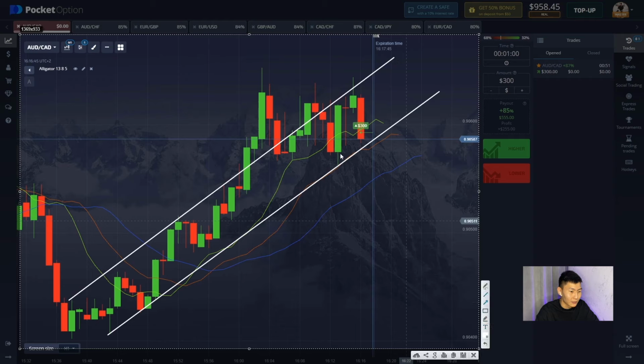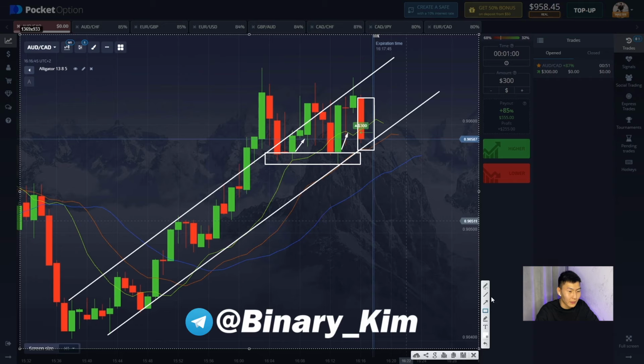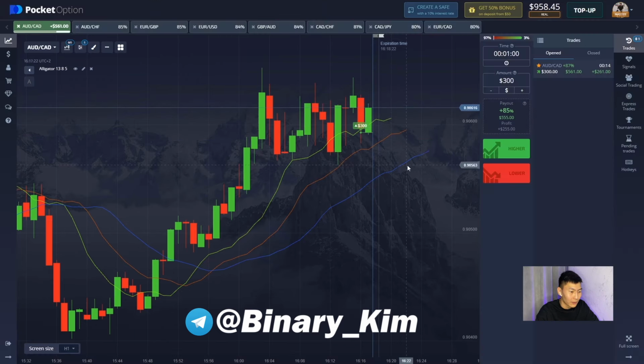The support zone played out. Let's point it out, after which the price started going up. And here as well, we see the pullback from this zone, and that's why the price movement should go to the upside. That's why we open a long position, and as you can see, the movement goes up and the position is in profit, guys.